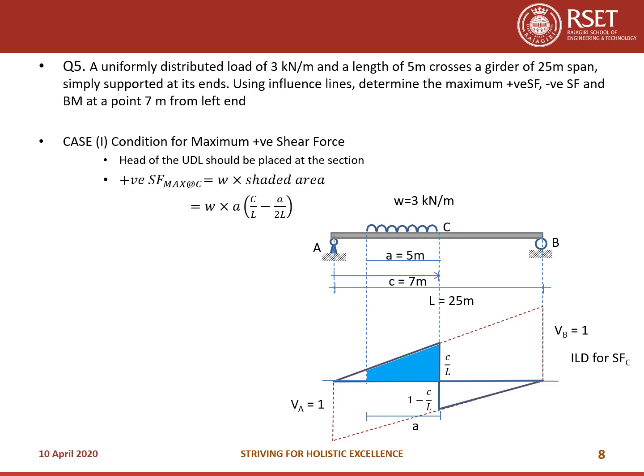So you will be getting W into the shaded area. You know how to calculate the shaded area, which is the area of the trapezium, and you will be getting it as 2.7 kilonewtons.